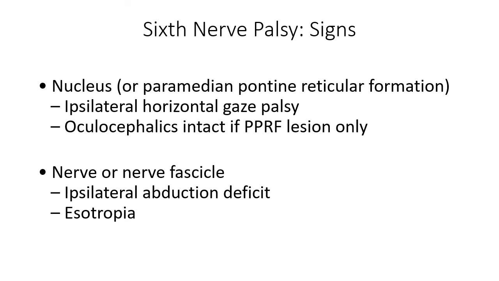The oculocephalics are intact in a patient if the PPRF lesion is the cause of the gaze paresis, because the vestibular fibers go right past the PPRF and then go directly to the sixth nerve. You can also have a nerve or fascicle lesion. In this case, there's just an ipsilateral abduction deficit and then esotropia, which is worse on gaze towards the lesion.